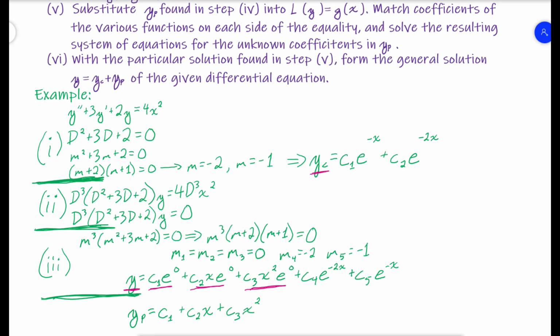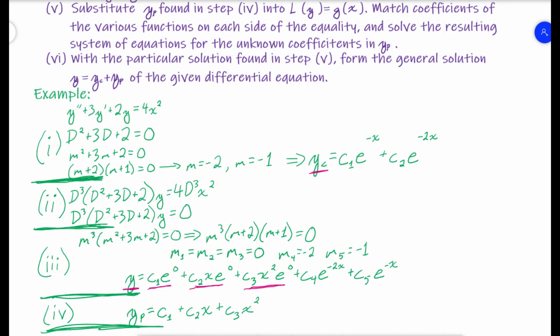So this gives me my particular solution. And that completes step 4. So now step 5 says it wants me to substitute my particular solution that I had just arrived at into L of y equals g of x. I'm going to match coefficients of the various functions on each side of the equality and solve the resulting system of equations for the unknown coefficients in y sub p.